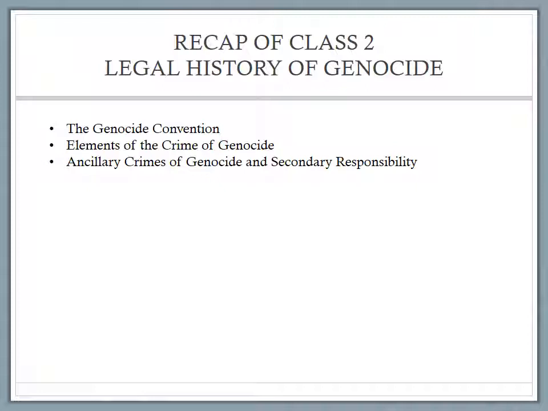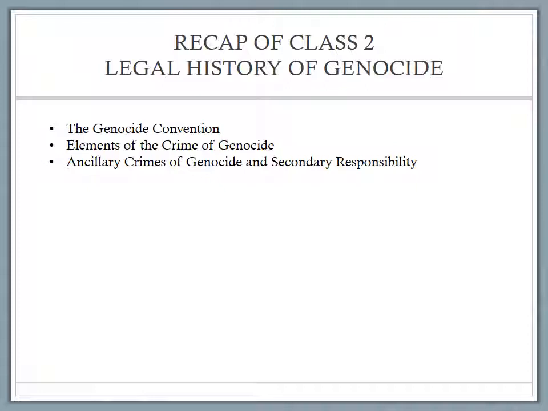We also looked at the ancillary crimes, that in addition to direct perpetration of genocide, there are crimes for attempt, conspiracy, direct and public incitement of genocide, and complicity in genocide. And when proving genocide, it must be done at a level beyond a reasonable doubt.